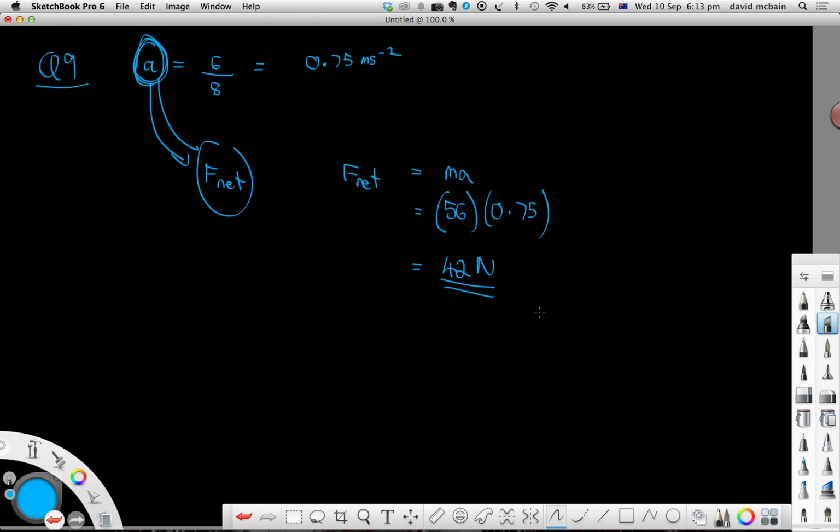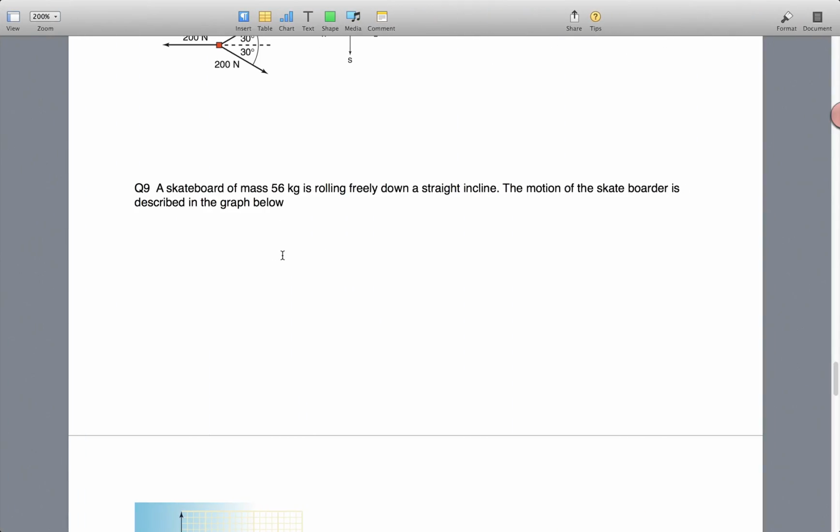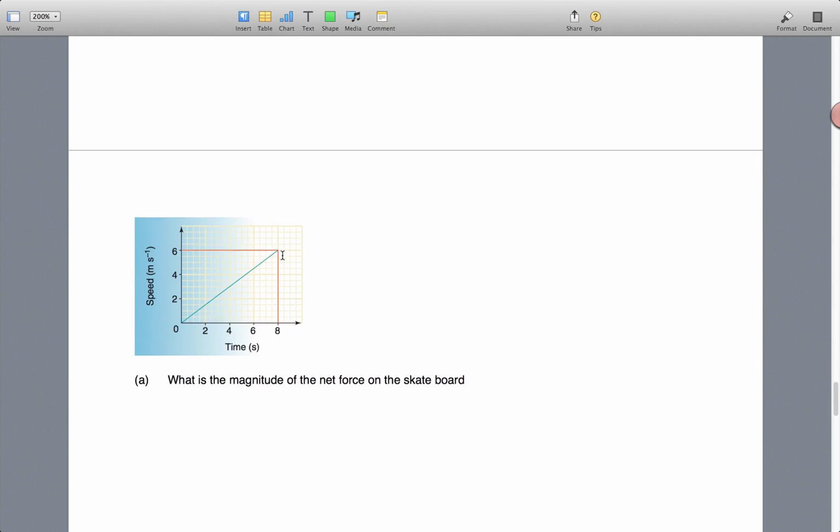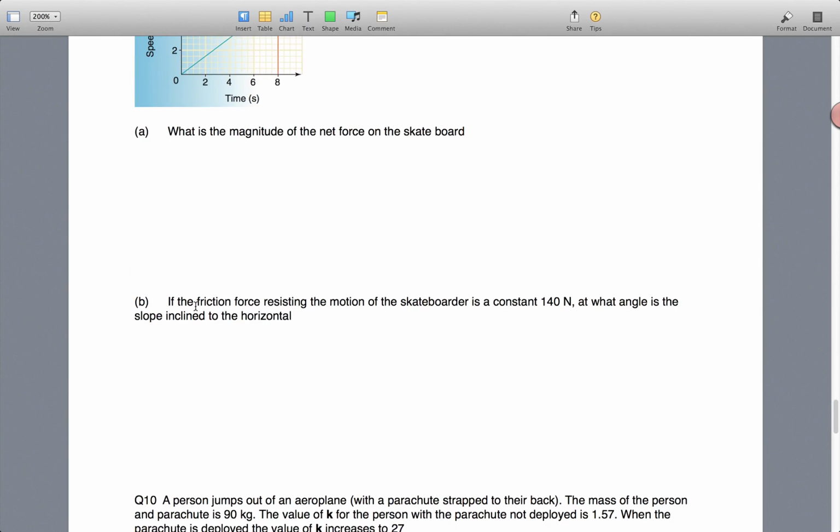So we could work that problem out really without any diagrams, because we just know the connection between acceleration and net force. We didn't really need to know what was happening. But I imagine the next part of the problem we will. If the friction force resisting the motion of the skateboarder is a constant 140 newtons, at what angle is the slope inclined to the horizontal? And yes, I was right, we now need to draw a diagram of the situation.